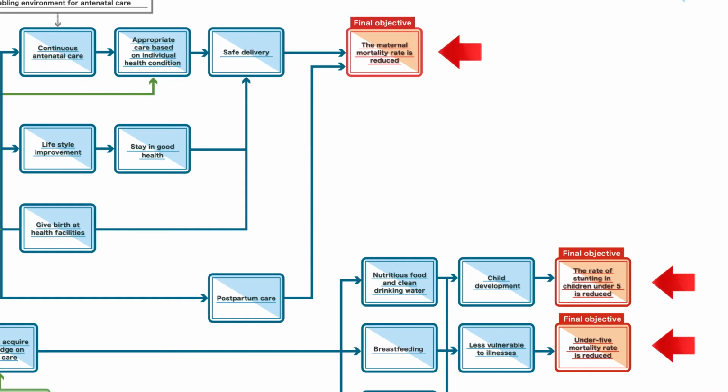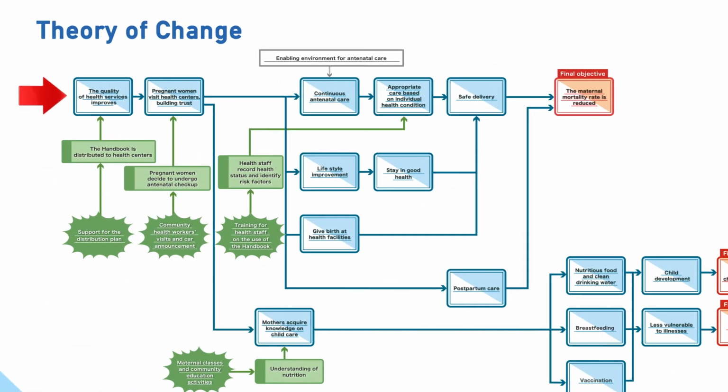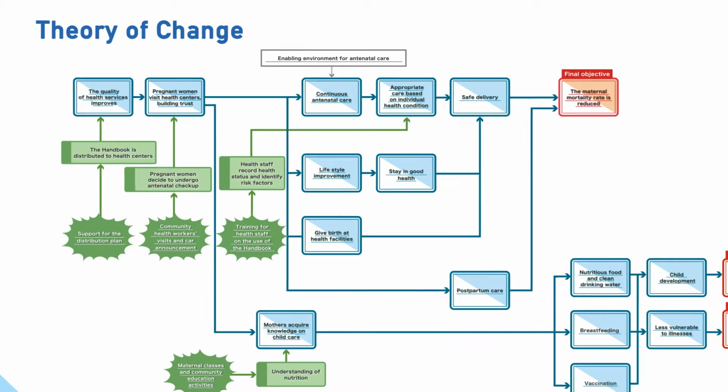The final objectives are written in red. Blue is for the pregnant woman and mothers, showing the chain of their behavior changes from left to right. One change causes another, just like dominoes falling.